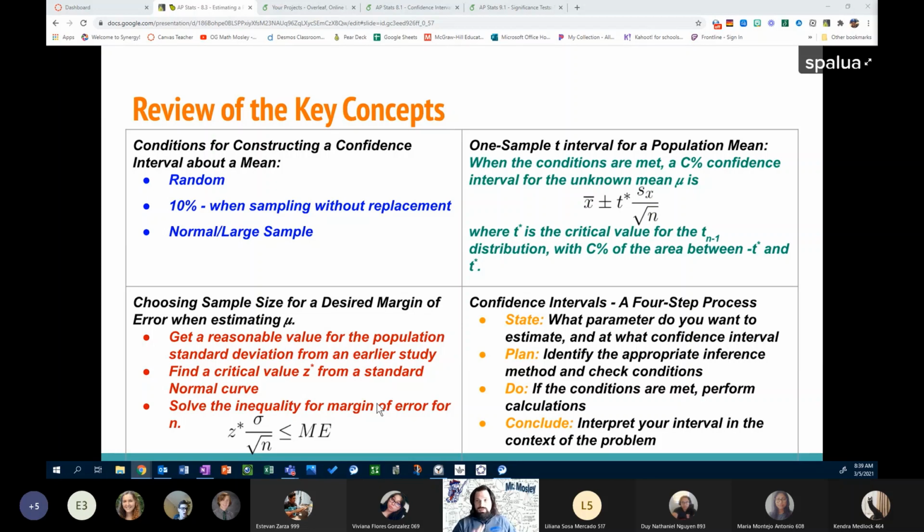Right? Does anyone need a moment to write anything down from our summary slide here? Please raise your hand. All right, I see no hands, so we're going to continue.